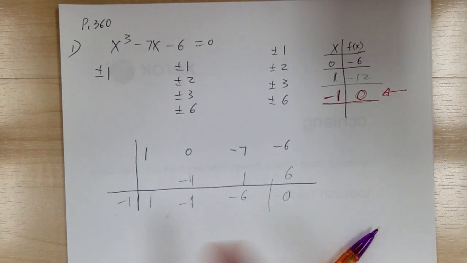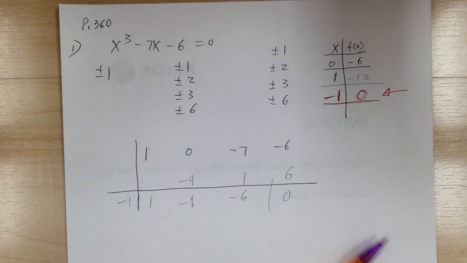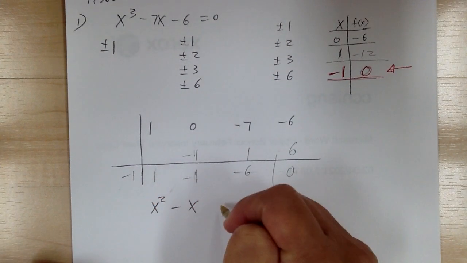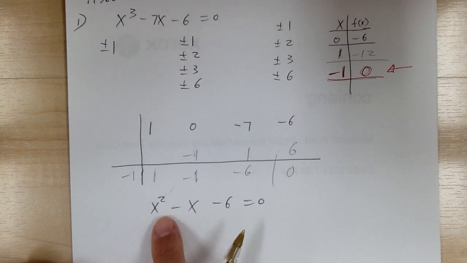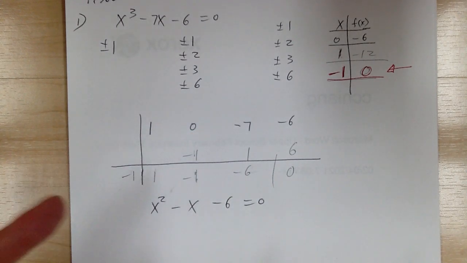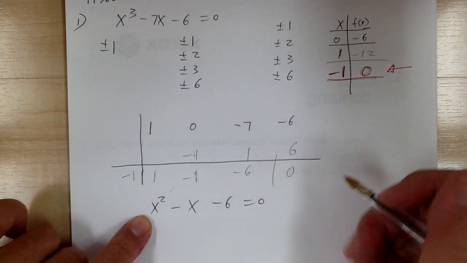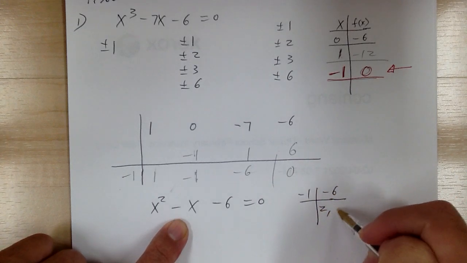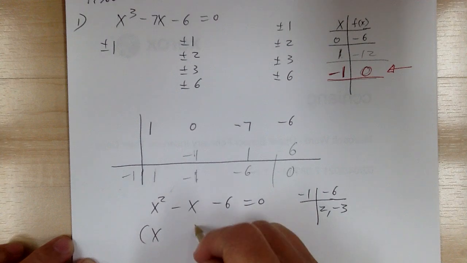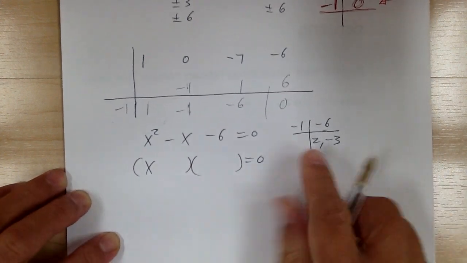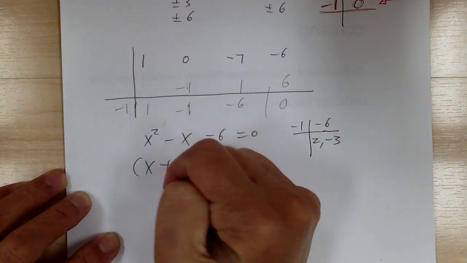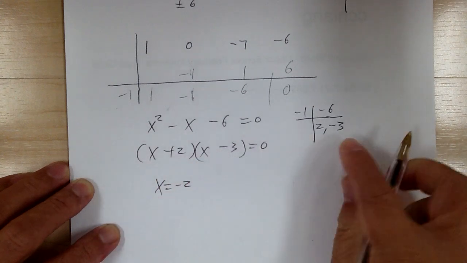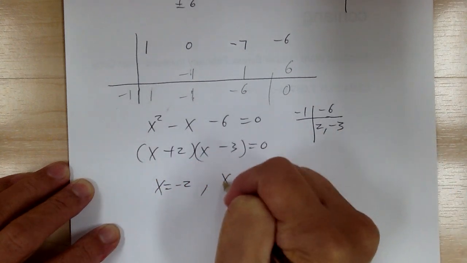Once I do this, I can lower my degree because now this becomes x squared minus x minus 6 equal to 0. Once I get to the square, I can use factoring or the quadratic formula to solve for the other answers. From here I'm going to try factoring, so I get 2 and negative 3. So I get x plus 2 and x minus 3. From here I get x equal to negative 2, the opposite of that, and x equal to 3.